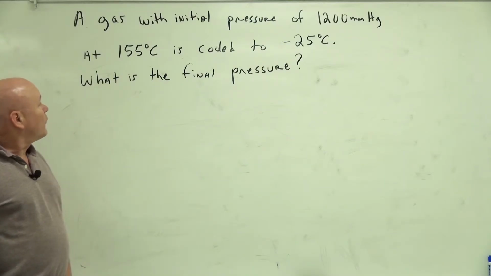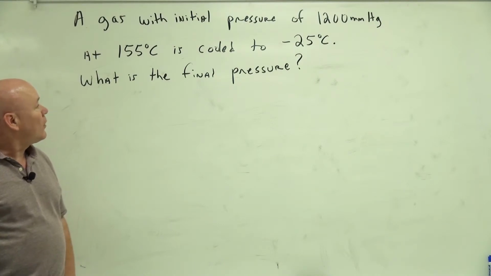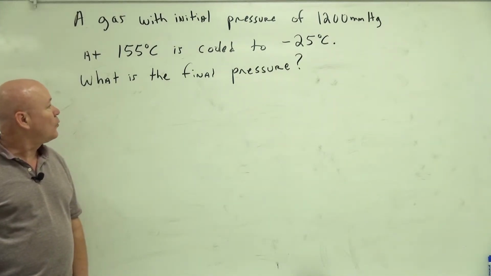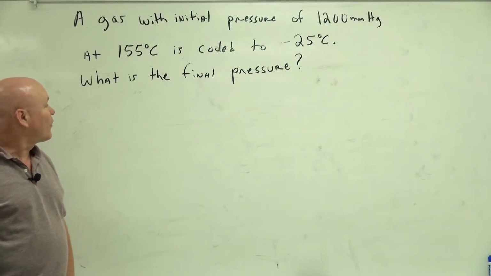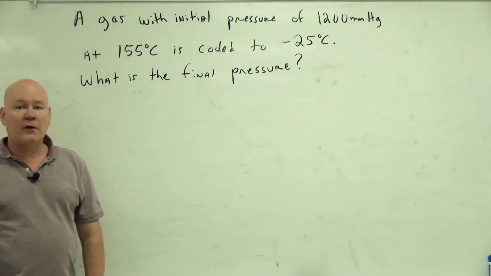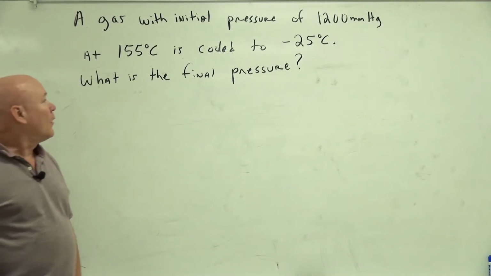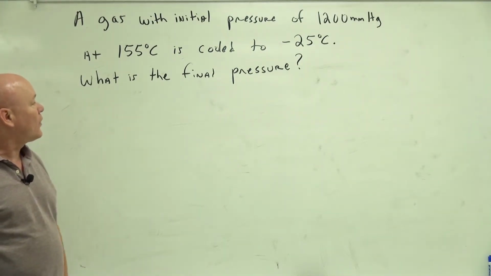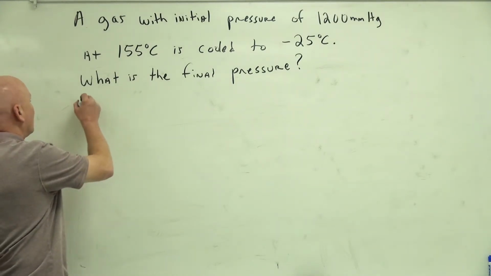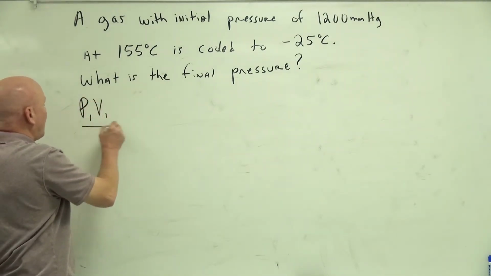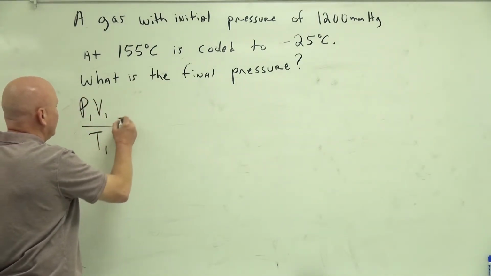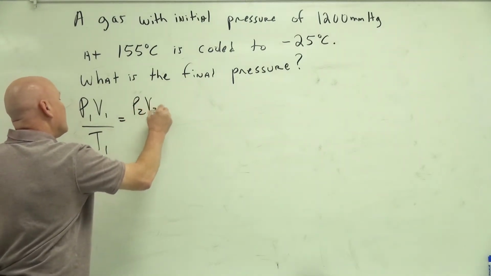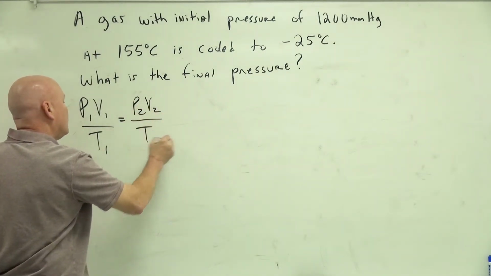A gas with an initial pressure of 1200 millimeters mercury at 155 degrees Celsius is cooled to minus 25 degrees Celsius. What is the final pressure? Now this problem has pairs. You've got a pair of pressures and a pair of temperatures. So we do know we're going to need to start with the combined gas law equation so that we can get the appropriate equation that we're going to use.